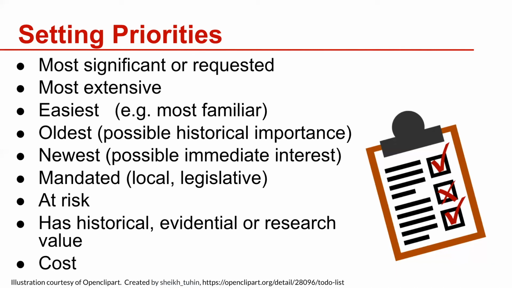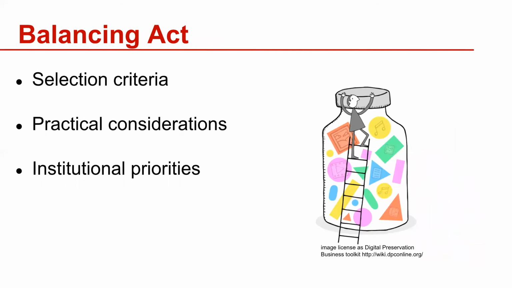So these are all things to think about when trying to select materials. And it really is a balancing act on deciding what it is that you want or can keep. You need to consider the answers to your specific selection criteria questions. You need to understand the practicality of keeping the content in question. And you need to work within your institutional priorities. It's all part of that balancing act, and how you decide to prioritize is going to depend on a lot of different things. But keep in mind, there is no correct way to do this.